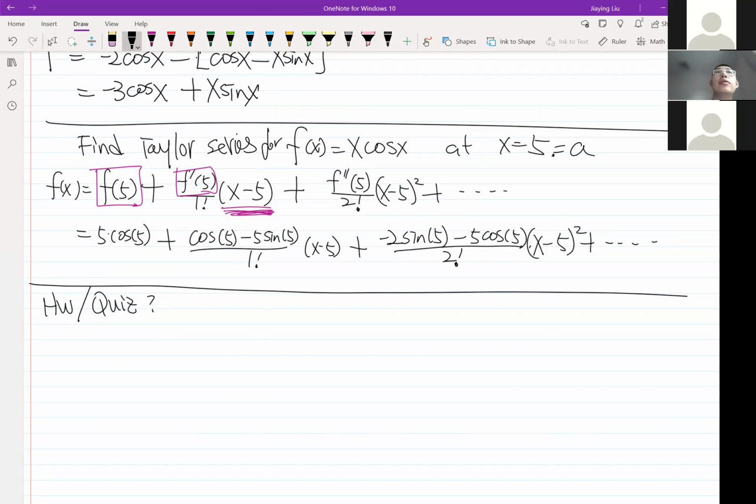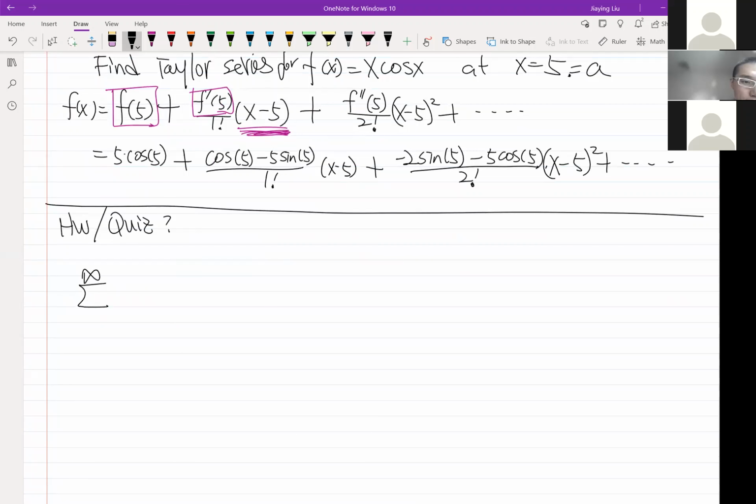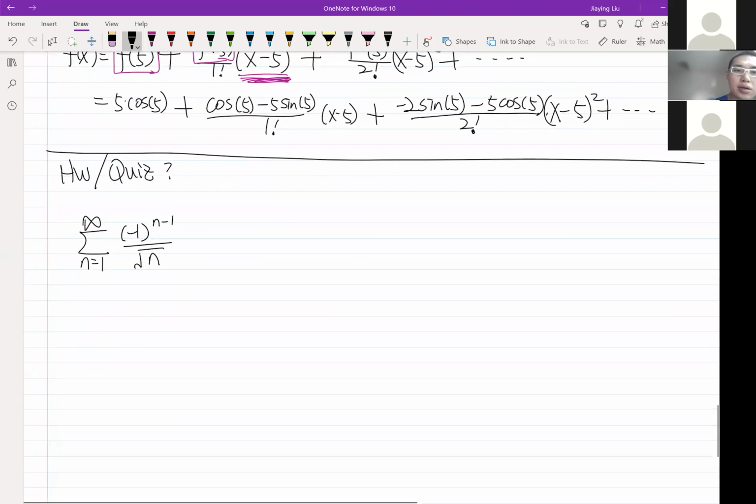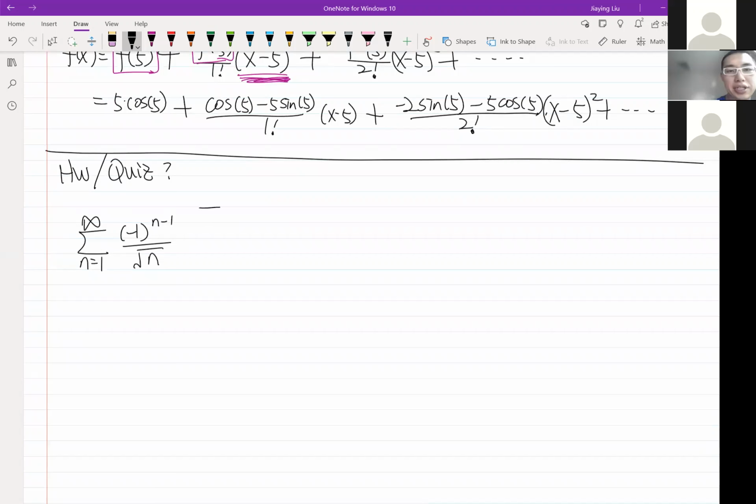I'm just kind of confused on why this one's conditionally convergent. If we go over it, it's the sum from n equals 1 to infinity of (-1)^(n-1) over root n. This one? Yeah. So I guess the question is asking to determine if this is conditionally convergent, absolutely convergent, or divergent.